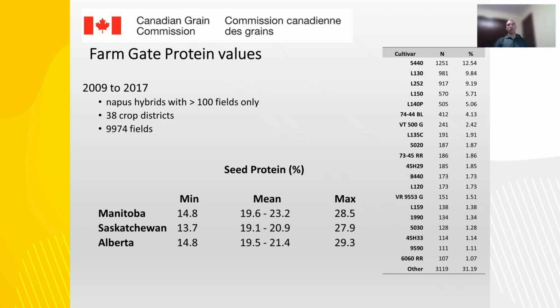And the means, for which I've provided the range, are the means by year. We essentially in Manitoba have a range of about 4%, from 19.6 to 23 point something, and in Saskatchewan and Alberta, about a 2% range over those 8 years of data. Variety distribution is given on the side. In terms of varieties, the top 5 canola varieties that are grown in Western Canada cover about 40% of the acreage, and then everything else follows after that.